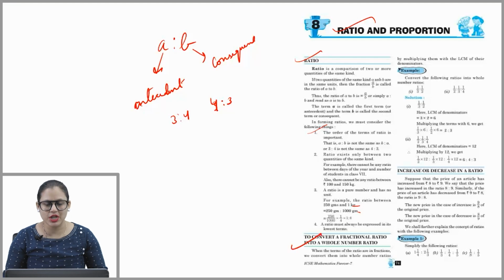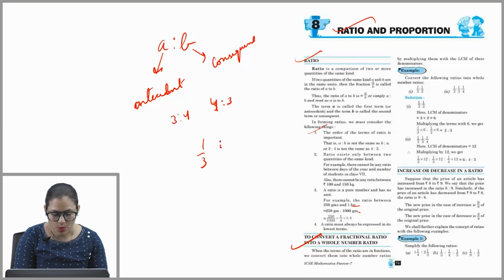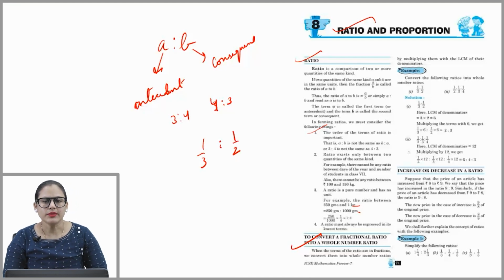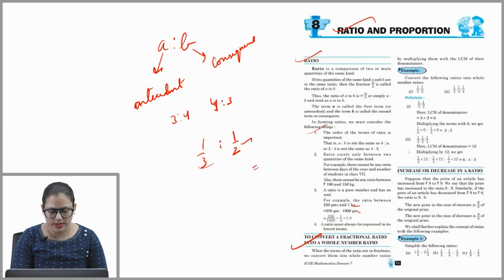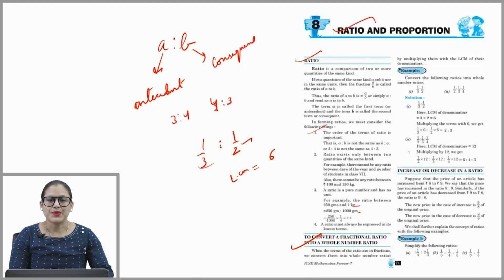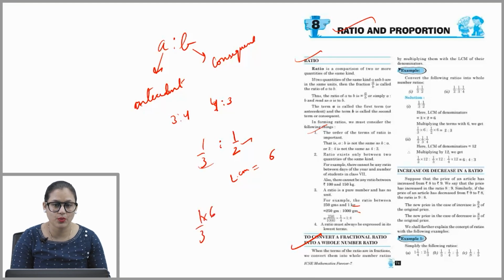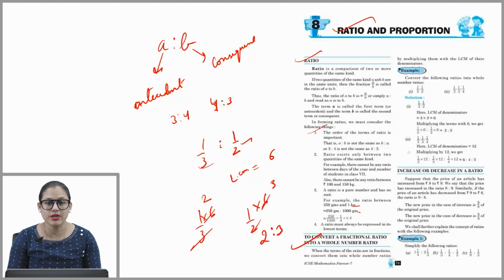To convert a fractional ratio into a whole number ratio, when the terms of the ratio are in fractions, we convert them into whole number ratios by multiplying them with the LCM of their denominators. For example, we have to convert the following ratios into whole numbers. 1/3 is to 1/2. So, LCM of denominators, that is 3 and 2, is what? LCM is 6, right? So, here LCM of denominators is 6. Now, multiply the terms with 6. That is 1/3 into 6. What will we get? We will get 2. Then multiply 1/2 by 6. What will we get? 3. So, 2 is to 3 is the ratio, right?